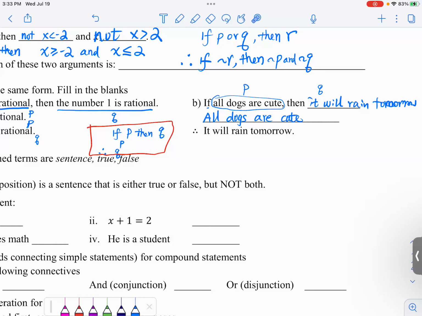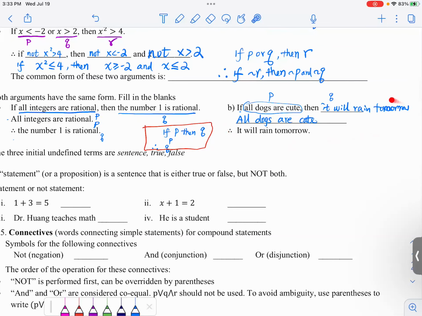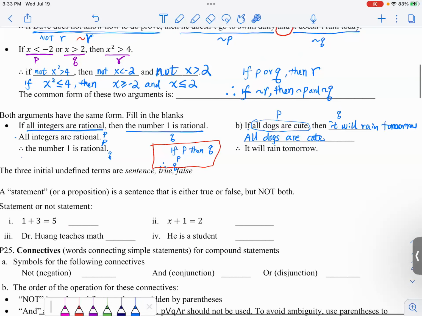Now, one more time, I hope you recognize this argument is completely ridiculous. It's absurd because all dogs are killed and it will rain tomorrow. Raining or not raining has nothing to do with the dogs being killed or not. So again, we focus on the form. We don't focus on the contents. These two arguments have the same form. If this argument is valid, then this argument is also a valid argument. We call the form valid.